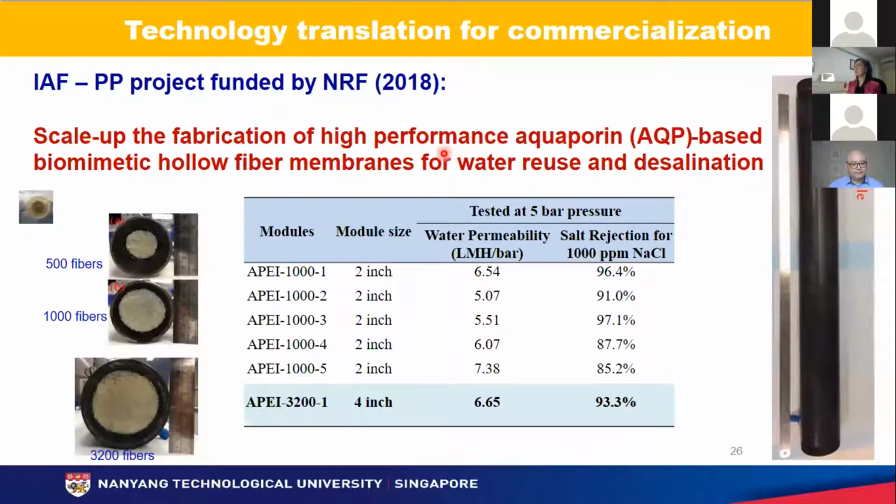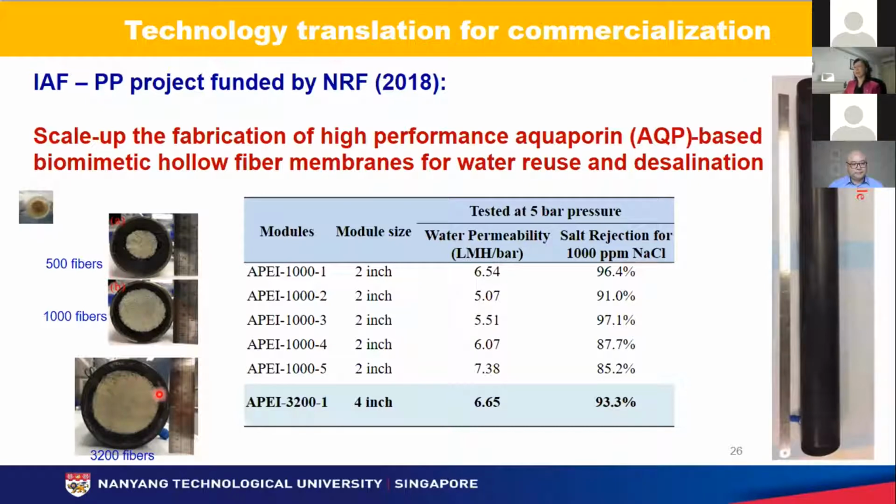In the laboratory study, in the beginning, it's a very small piece of the coupon, then small piece of the membrane module. Then in 2018, we got a new project from the government to scale up the fabrication of these biomimetic membranes. From the small module, we came to the 1 meter long module, like 500 pieces of the fiber, 1,000 pieces of the fiber, and finally a 4-inch module, 3,200 pieces of the fiber.